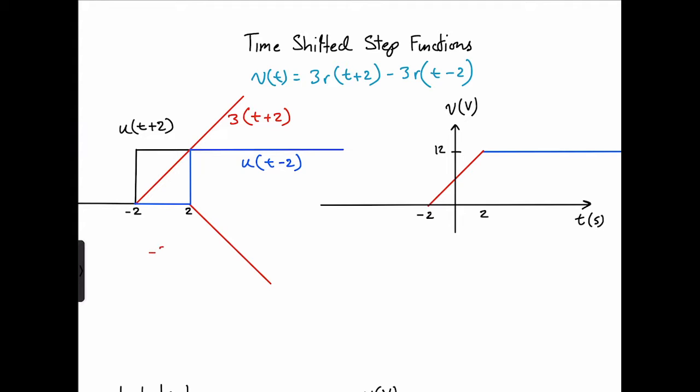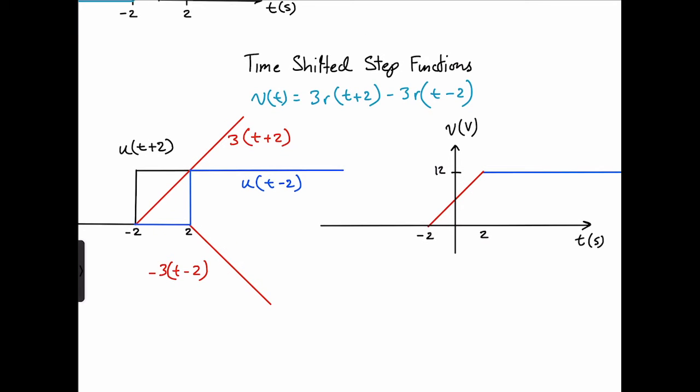-3. And that would be t minus 2. Okay, that's that. So now we can go ahead and show you the cancellation. If we add this guy plus this guy, the ramping starts from 2, right?